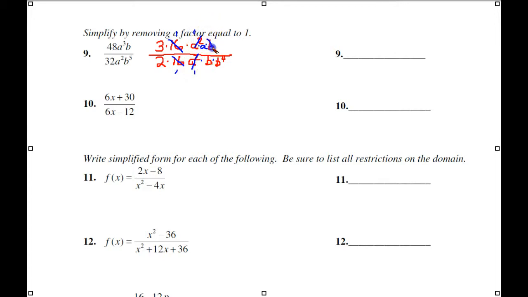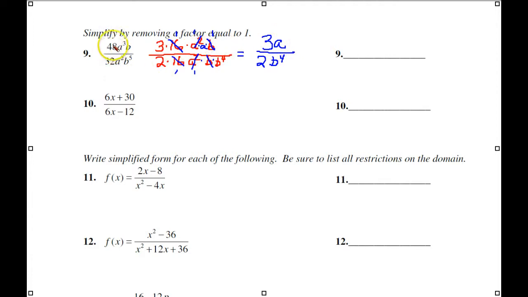And I'm factoring out this b. That's going to be a 1. So what am I left with? Well, on the top, I'm left with a 3a. And on the bottom, I'm left with a 2b to the fourth. Now notice there are no more common factors that I can cancel out.